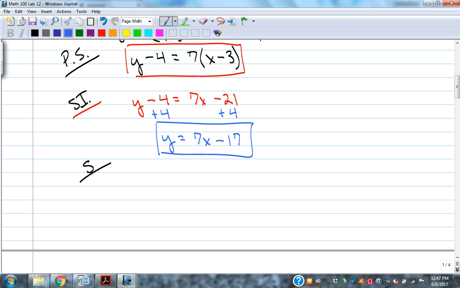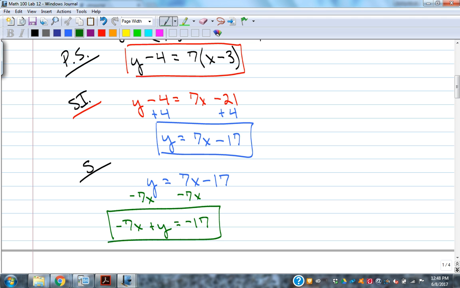It's very easy to get from slope intercept form into standard form. So we're starting with slope intercept form here. We would subtract 7x, negative 7x plus y equal to negative 17, and we're in standard form.